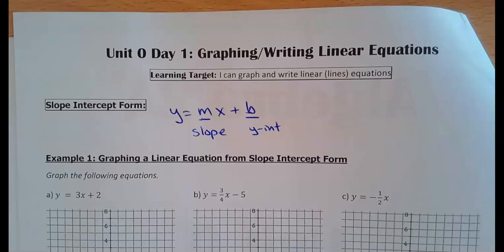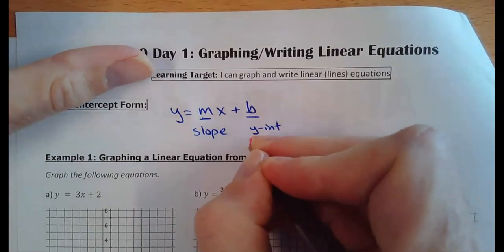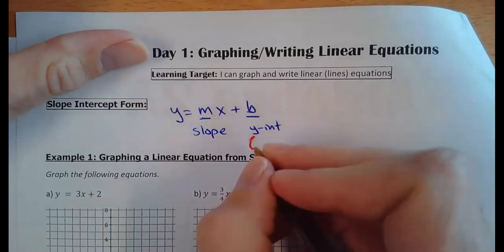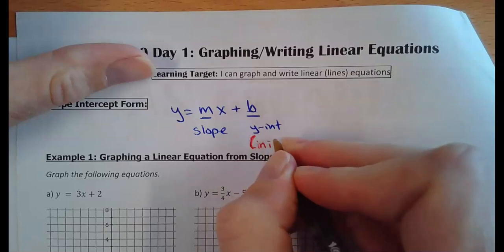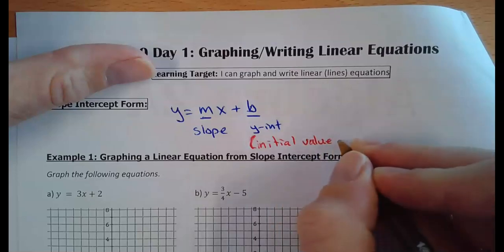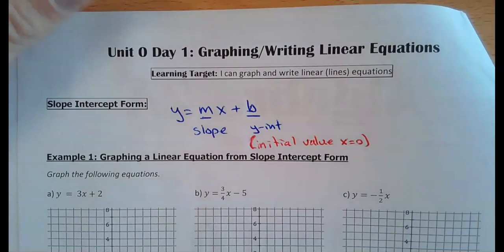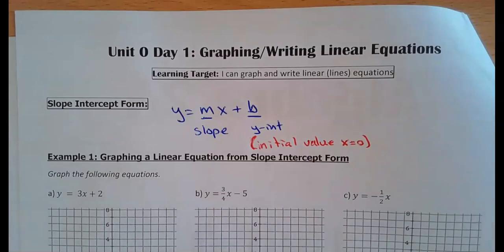The y-intercept is where it'll cross the y-axis. And also, the y-intercept is what you get, like your initial value, for when x equals 0. So if you let x equal 0, this is the y value. If you're plotting the value of a car, this was the initial value of the vehicle, whatever that might be. So that's your initial value.